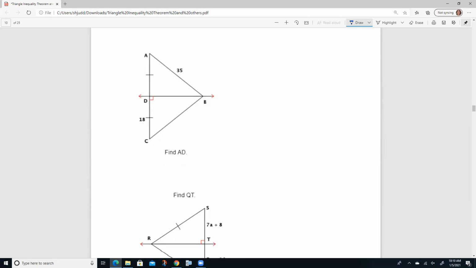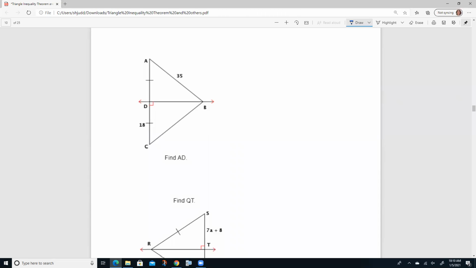Sorry. Okay, let's try this again. We want to find the length of A to D. A to D is congruent to D to C, which is 18. So this is also 18. Excellent.